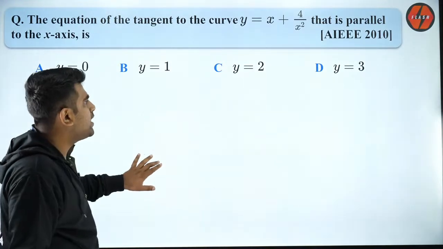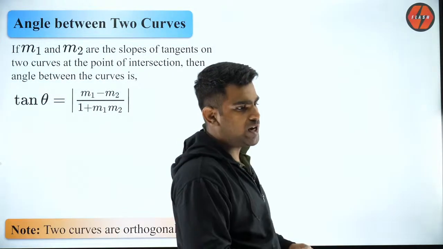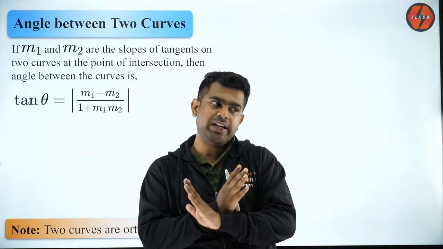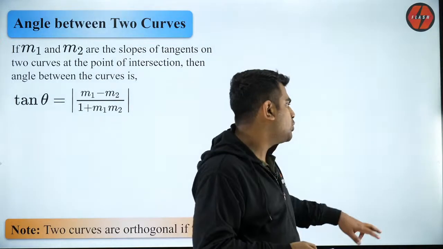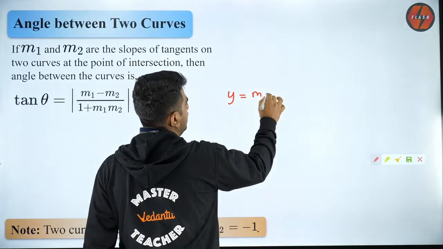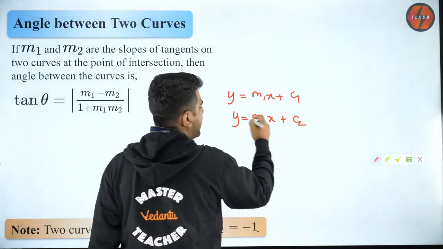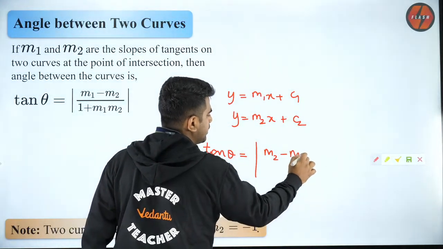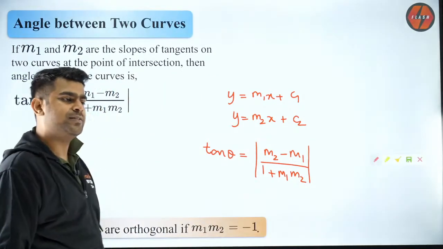So guys, let's move forward to the next question. But before that, a concept relating to angle between two curves. So do you all know the angle between two lines? Everybody knows that angle between two lines. So if you have two lines, let's say y equal to m1x plus c1 and y equal to m2x plus c2. What is the angle between them? The angle between them is given by this formula. Don't you all agree with me on this? Everybody knows this. Isn't that correct?